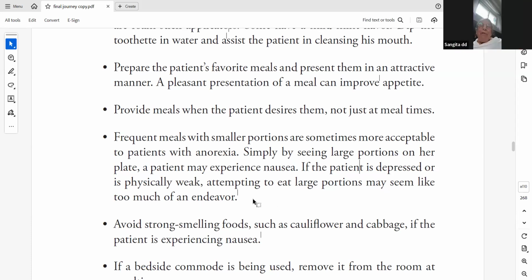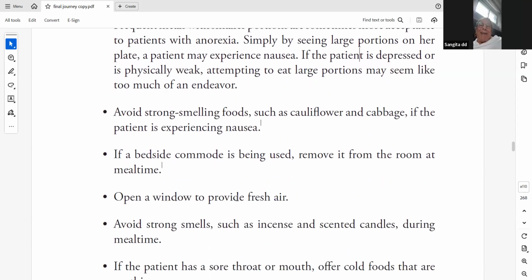endeavor. If you've got some big, huge mountain of rice on somebody's paper plate, with some dal dripping off the side of it, that's not going to be very attractive to somebody that's feeling nauseous and having a hard time eating anything. So make it more attractive. A little bit goes a long way in trying to help somebody feel a little hungry. Little bits.